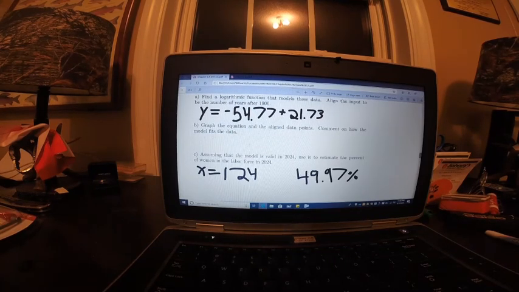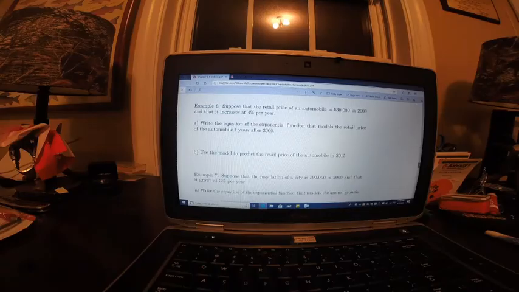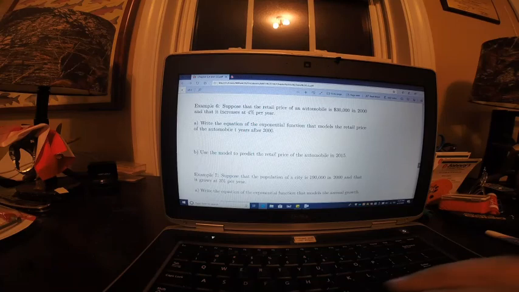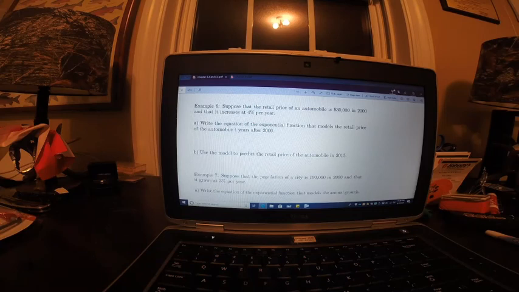Hopefully this is pretty easy so far. 6 says, suppose that the retail price of an automobile is $30,000 in 2000 and that it increases at 4% per year. Write the equation of the exponential function that models the retail price of the automobile t years after 2000. Okay, so our initial year is 2000, increases at 4%, and the initial value is $30,000. We have the equation up above for this, and we have the logic to figure it out if you like that method better. I'm going to use the straight equation.